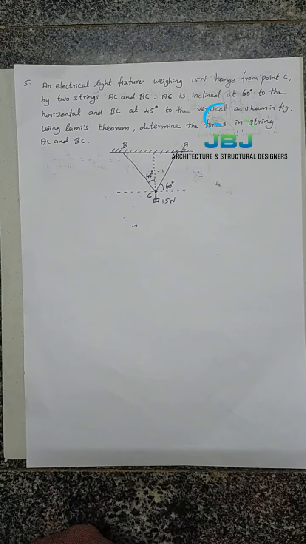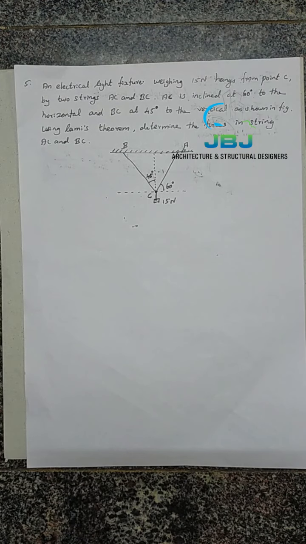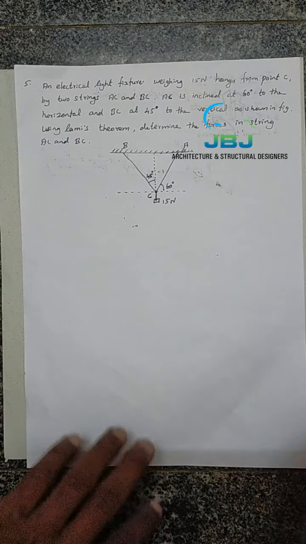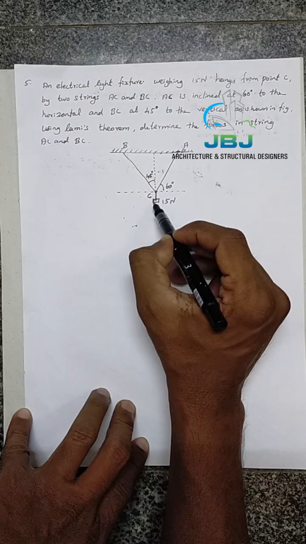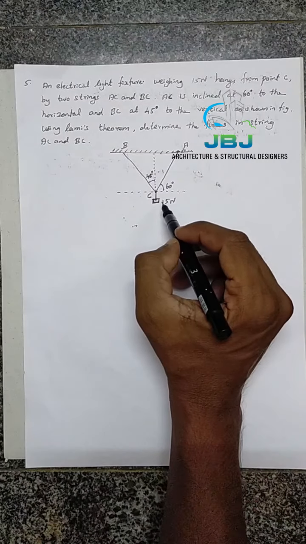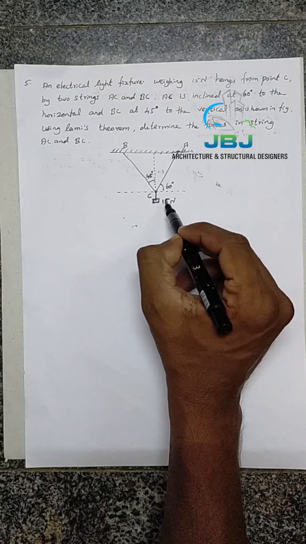What is the problem? An electrical light fixture weighing 15 Newton hangs from C by two strings AC and BC. AC is inclined at 60 degree to the horizontal and BC at 45 degree to the vertical as shown in figure. Using Lami's theorem, determine the forces in string AC and BC. Okay, here this is the diagram. One end is fixed, this end is fixed, and a weight is hanging, right? So that is 15 Newton.